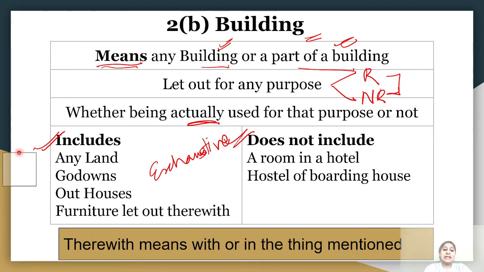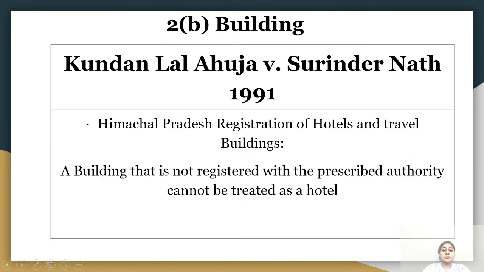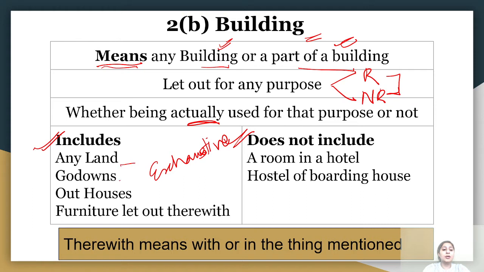We see that any land, godown, outhouse, or furniture that is let out therewith is also building. So here I would like to clarify that per se, if you go to, let's say, some IKEA to get the furniture on rent, that would not amount to building, because furniture here would be that is let out therewith. So the meaning of therewith is that is given with or in the thing. तो वो फर्नीचर ऑलरेडी बिल्डिंग में होना चाहिए in order for it to be a building.